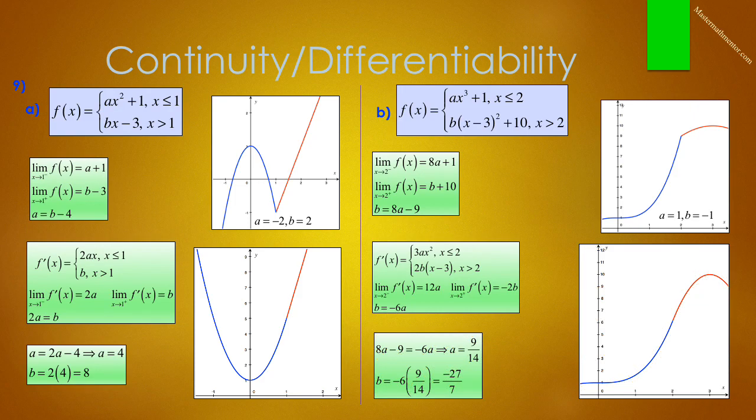We now set 8a minus 9 equal to negative 6a and get a equals 9/14. Therefore, b equals negative 6 times 9/14, or negative 27/7. The graph is certainly a good confirmation of differentiability at x equals 2.